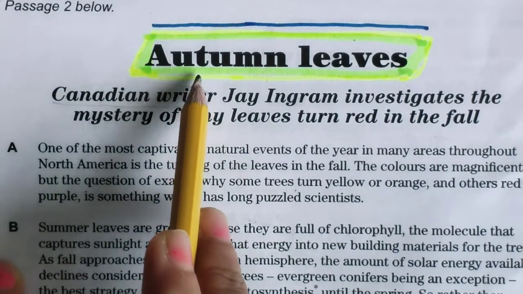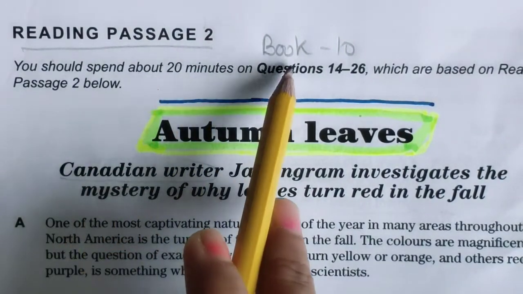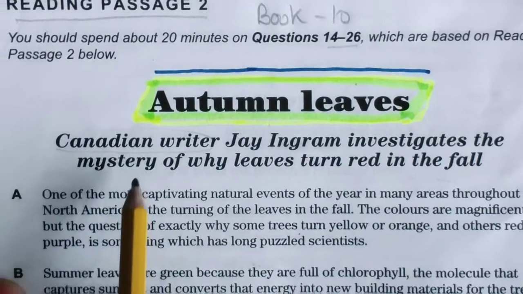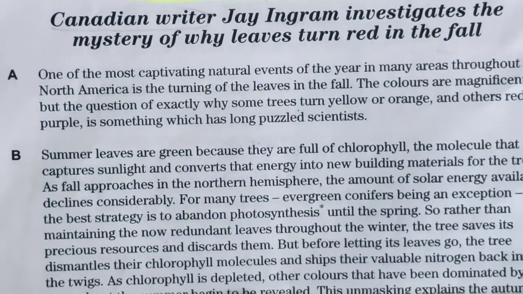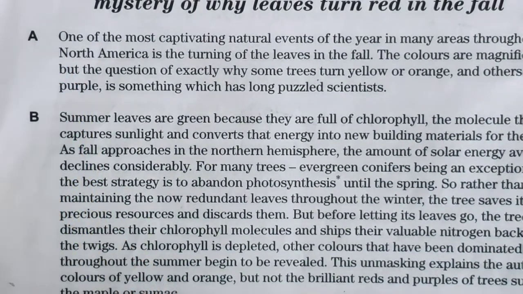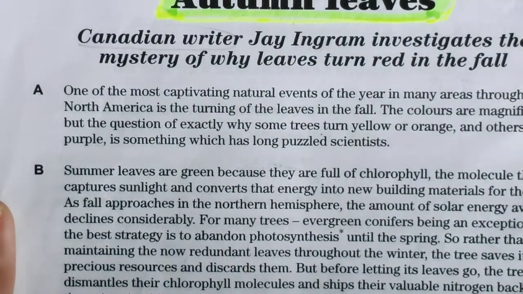So here I am going to do this reading, Autumn Leaves. This is reading passage 2 from Book 10, and it has questions 14 to 26. Let's start. You can see this reading has been divided into smaller paragraphs with A, B, C and so on. After just having a look at the paragraphs, we will directly go to see the questions.